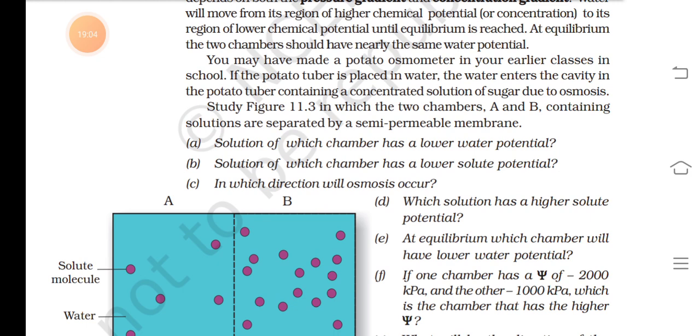You may have made a potato osmometer in your earlier classes in school. If the potato tuber is placed in water, the water enters the cavity in the potato tuber containing a concentrated solution of sugar due to osmosis.